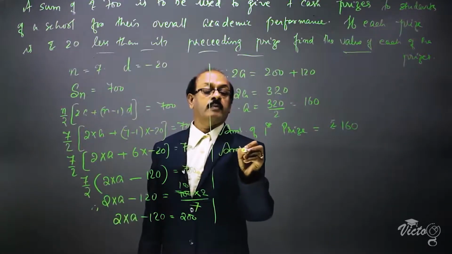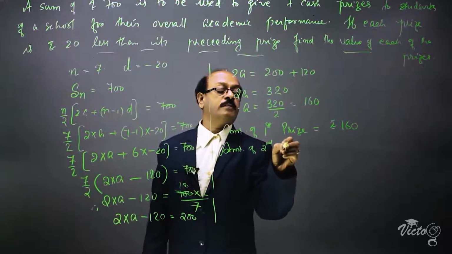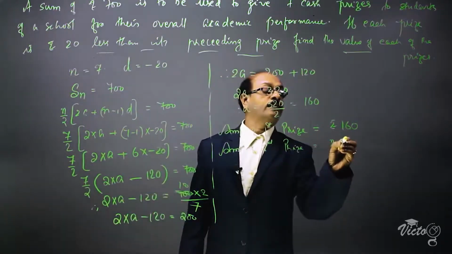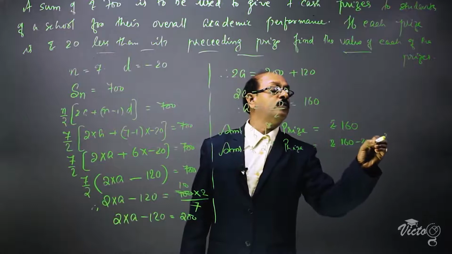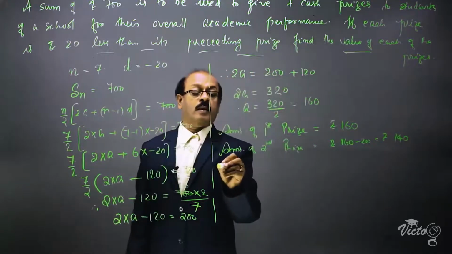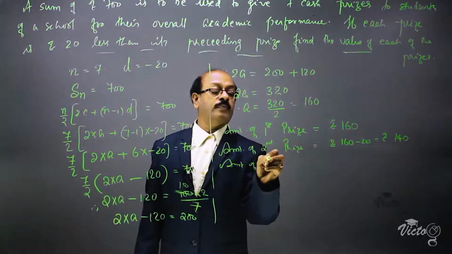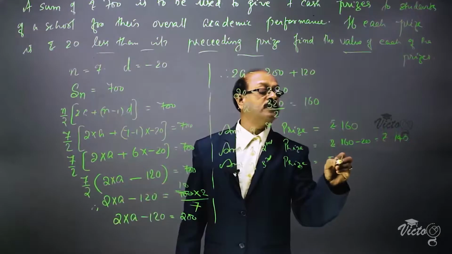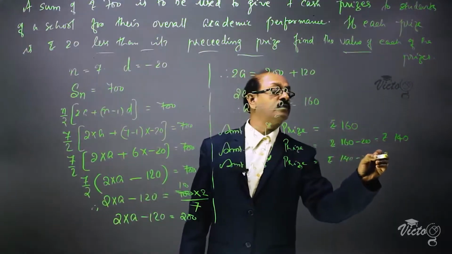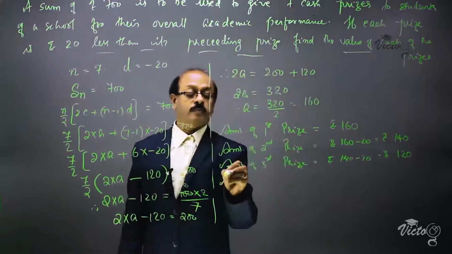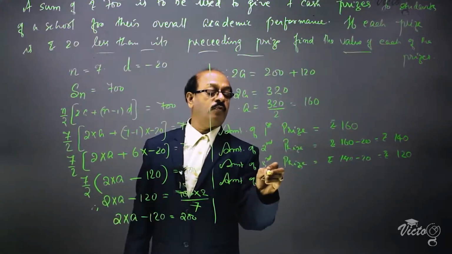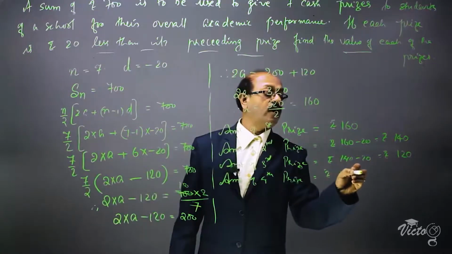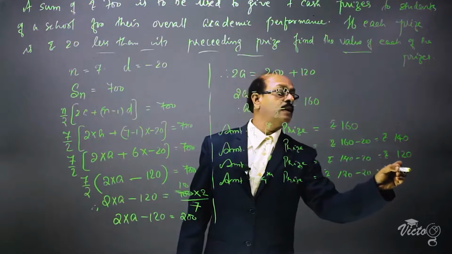Now, amount of second prize is rupees 160 minus 20. It is rupees 140. Amount of third prize is equal to rupees 140 minus 20. It is rupees 120. Amount of fourth prize is rupees 120 minus 20, which is equal to rupees 100.